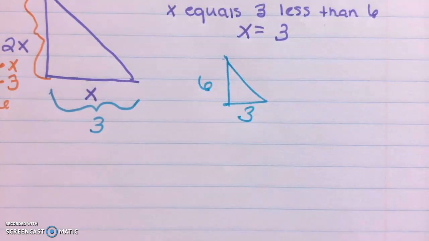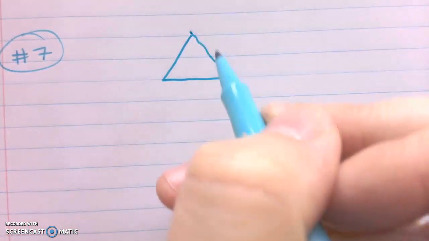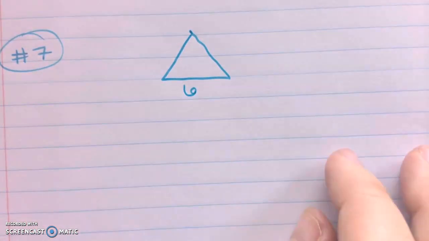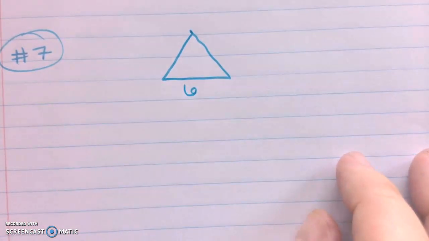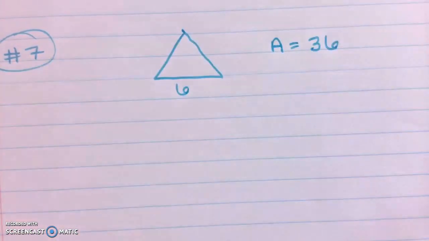And then the ones where I'm giving you the area and you're missing part of the triangle. So let me do number 7. In number 7, it gave you this triangle and it says your base is 6 and the area of the triangle is 36. So my area equals 36.